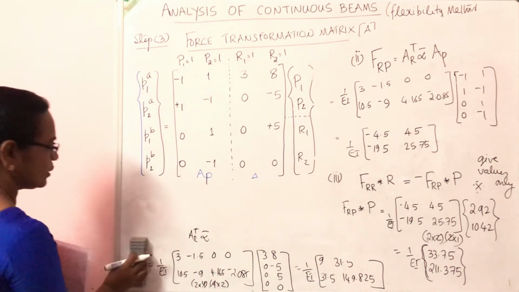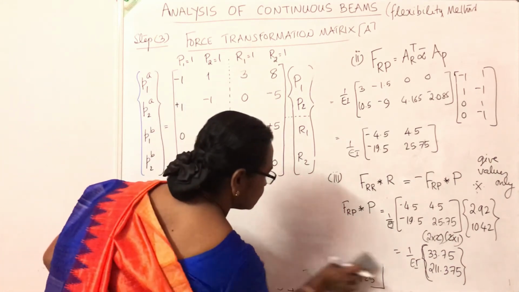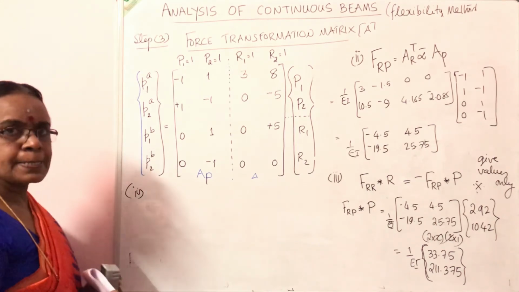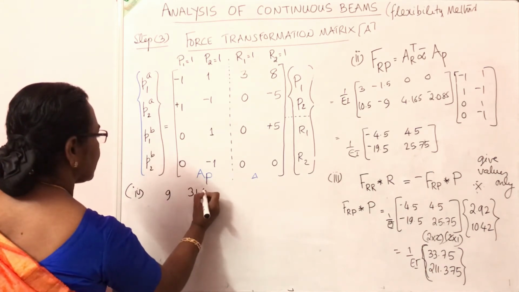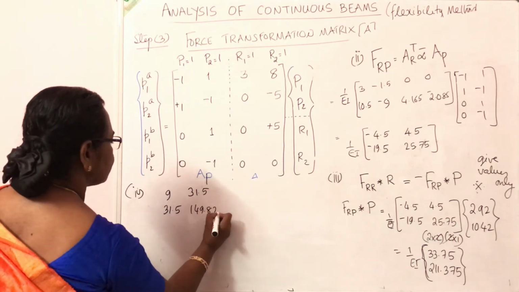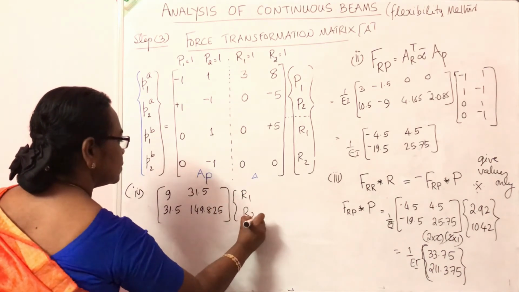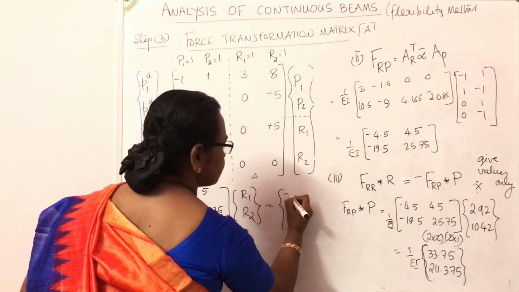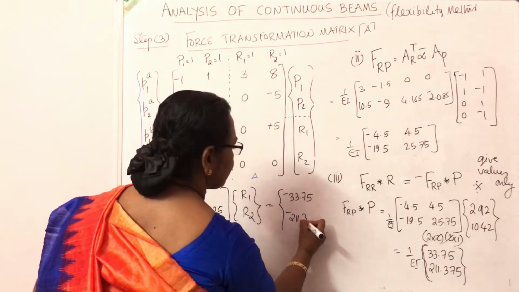Now let us solve this equation. We have FRR we have already got. So the fourth step is FRR into R, 31.5, 31.5, 149.825 into R1, R2, minus of FRP into P. So that is equal to minus 33.75 minus 211.375.